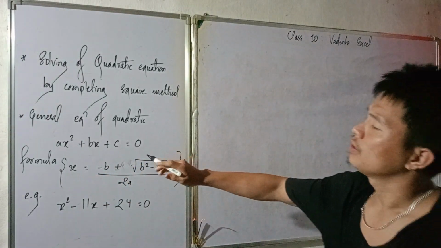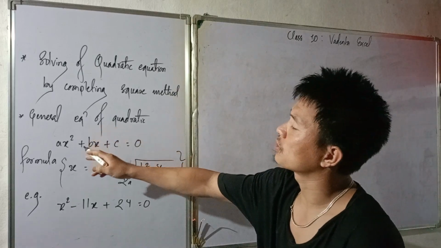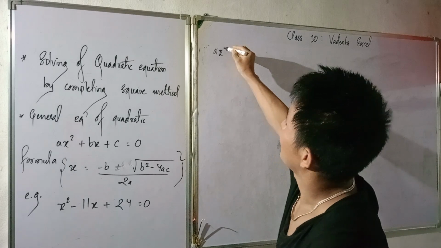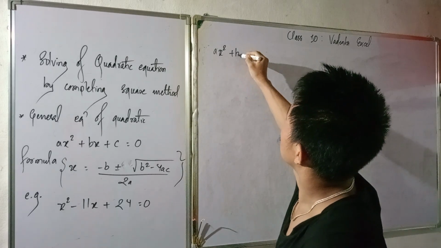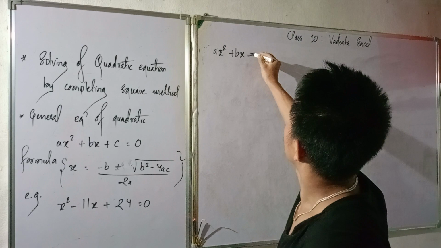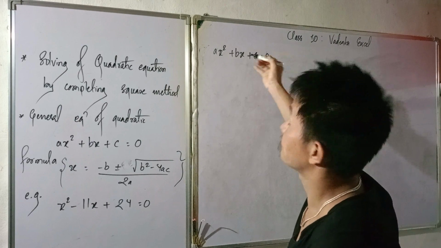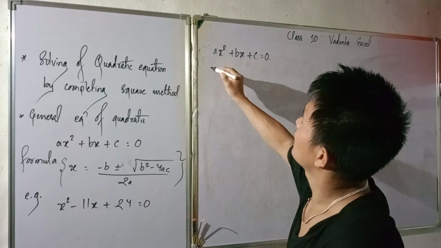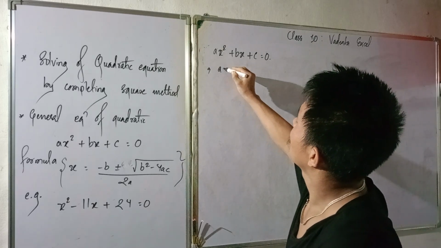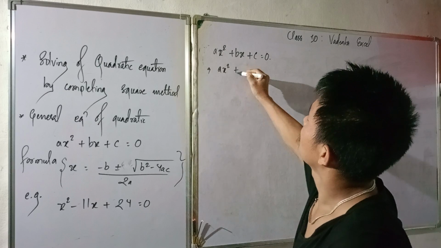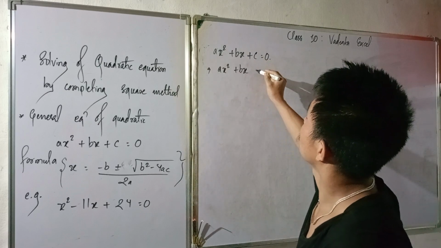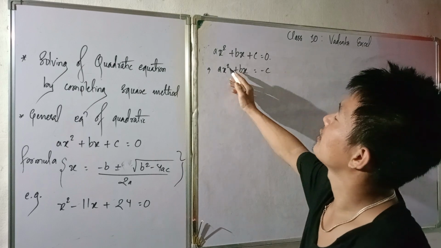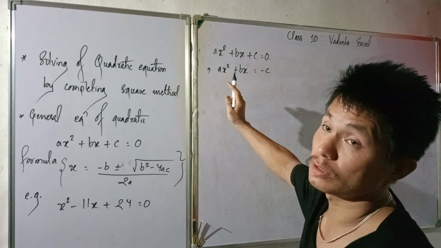Okay, let's go. This is the general equation of the quadratic equation: ax squared plus bx plus c equals 0. Let's move this term c to the other side. It becomes negative c. I would like to make this x squared alone.